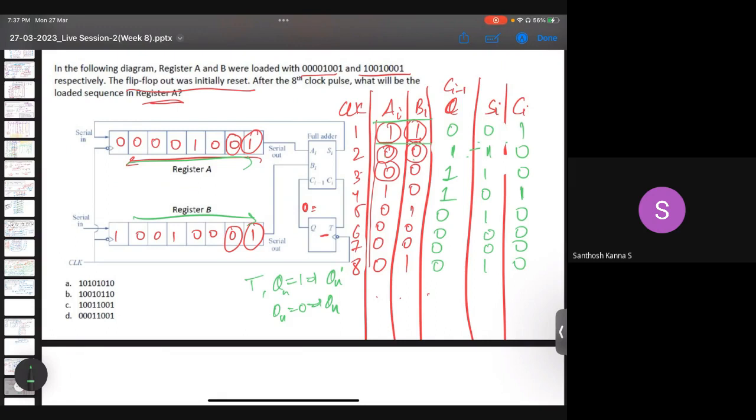Is this table clear to you? Everyone, please respond. So is it clear to all of you? Or should I repeat? Rajini and Santosh, is it clear?